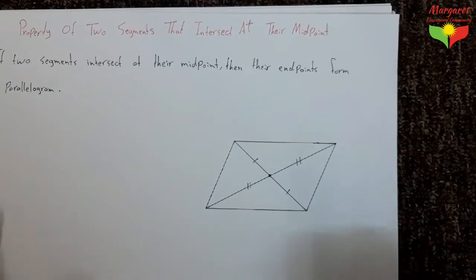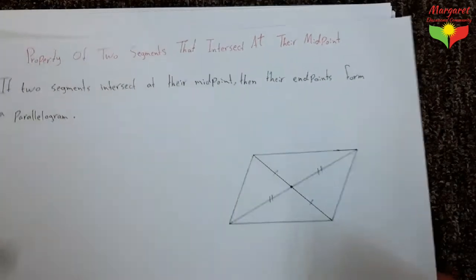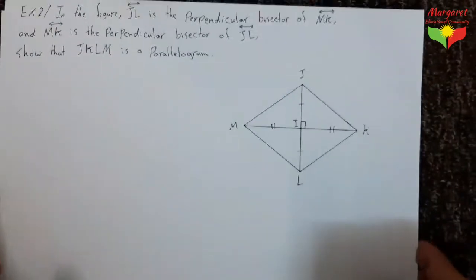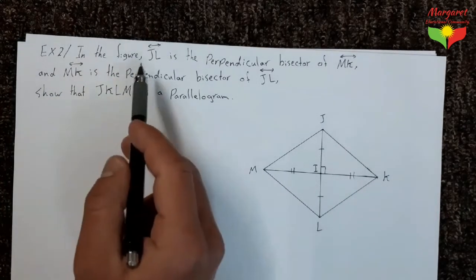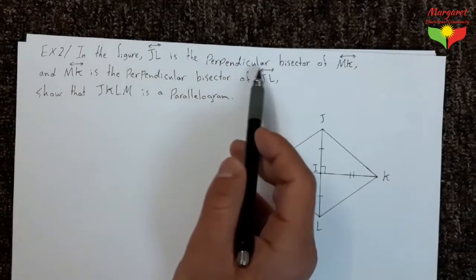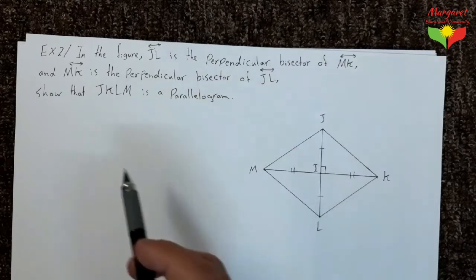Use this property to solve example 2. Example 2 says, in the figure, JL is the perpendicular bisector of MK.